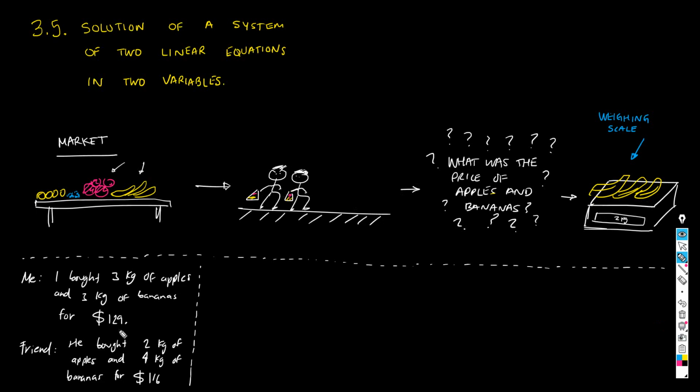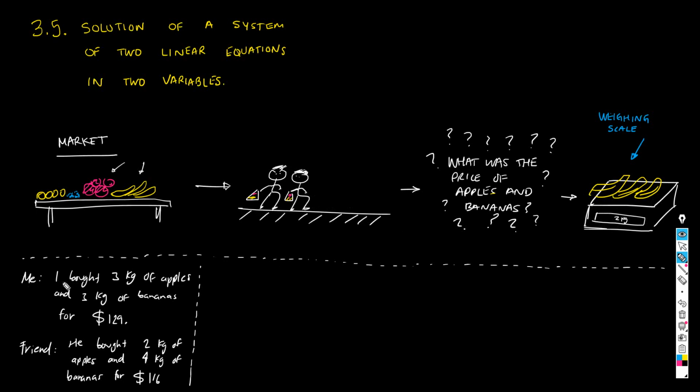I remember that I spent 129 pesos in my buying, and my friend remembers that he spent 116 pesos, which is usually what one remembers when somebody buys something. So we are in my home, and next we measure the weight of my apples and my bananas, and the same for my friend, and we come to this conclusion.